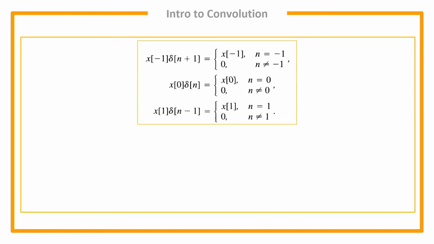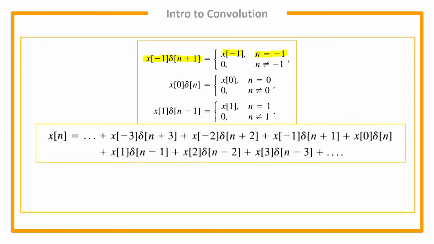Let's look at what happens when a function is multiplied by an impulse function. For example, x of minus 1 times delta of n plus 1 exists for only n equal to minus 1, which gives you x of minus 1 for n equal to minus 1, and similarly for other values. So we can write x of n as a summation of shifted impulse functions multiplied by the function value at that point, which we are going to use in the next slide.